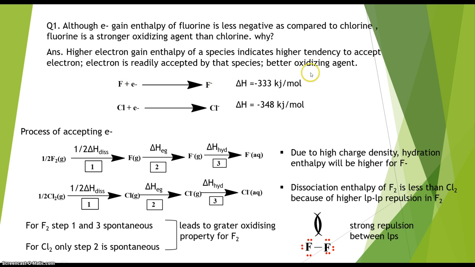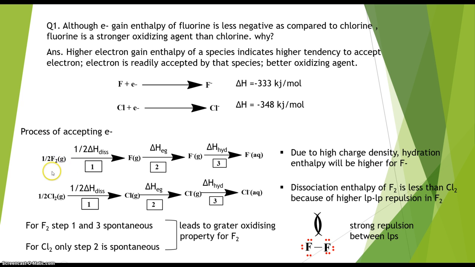Now, as we have already discussed, an oxidizing agent is that substance that accepts electron spontaneously and reduces itself. So let's discuss the process of accepting electron for fluorine and chlorine in the following way, correct? The process of accepting electron for fluorine and chlorine consists of three steps.